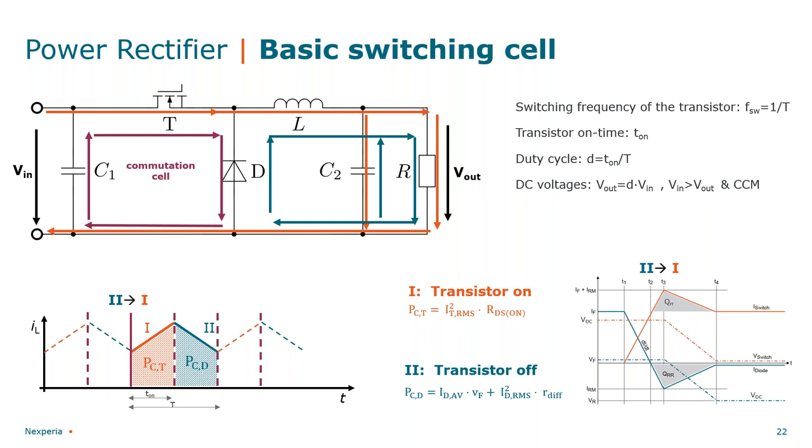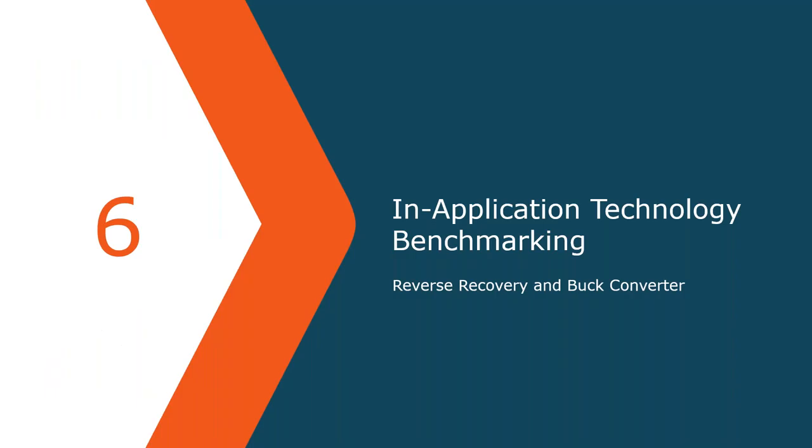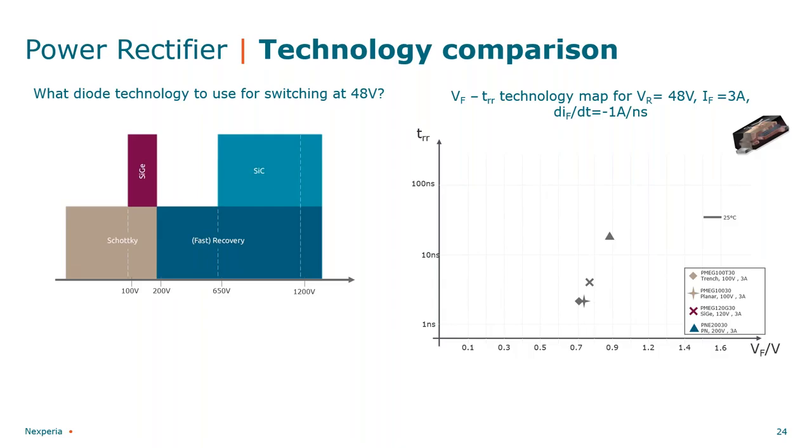Now, to understand the loss mechanisms, let's select some diode technologies from the Nexperia portfolio, and then use them to benchmark the technology for a real-life buck converter. For this, we start selecting diodes for a 48-volt buck converter. And here, I would propose that we choose a voltage class in the range of 100 to 200 volt, so we have enough safety margin to survive transient events during the application.